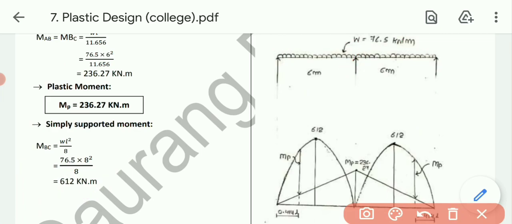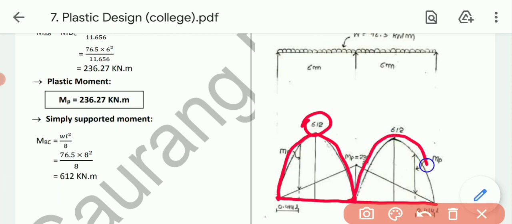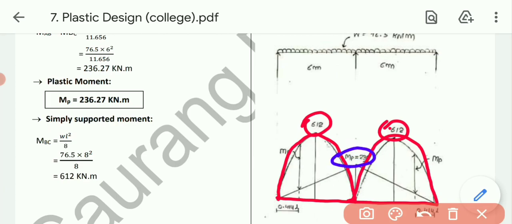So now let's do the diagram. We draw a baseline. AB span moment is WL square by 8, that is 612. BC span moment is also a simply supported span moment, that is 612, like this. Then MP will be acting at the center, that is 236.27. Over here 0, over here 0, because of the simply supported support at the corner. Let's join this one. So this will ultimately be our bending moment diagram, or we can say collapse diagram.